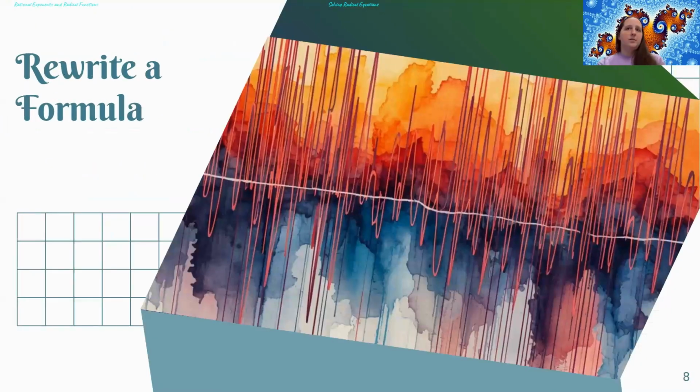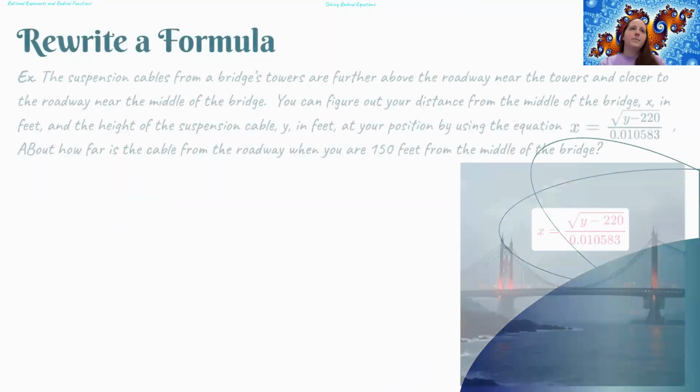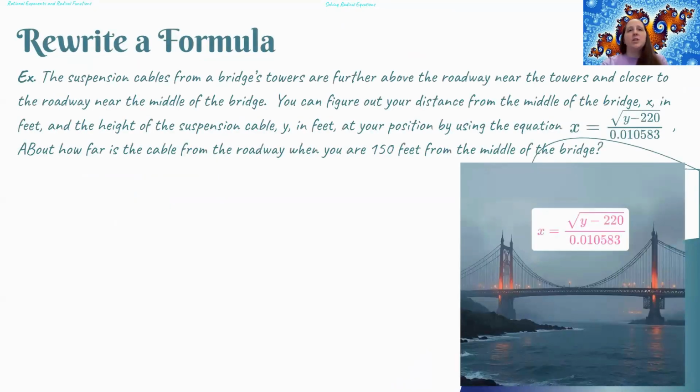Rewrite a formula. The suspension cables from a bridge's towers are further above the roadway near the towers and closer to the roadway near the middle of the bridge. So when I have a suspension bridge, the cables closest to the towers that hold it up are going to be farther away from the actual bridge itself, while the ones closer to the middle are going to obviously be closer to the bridge.